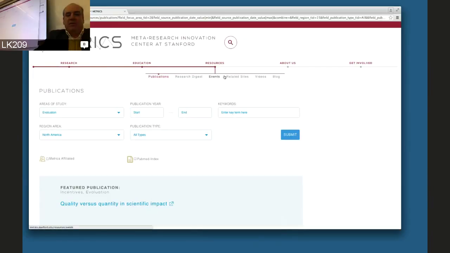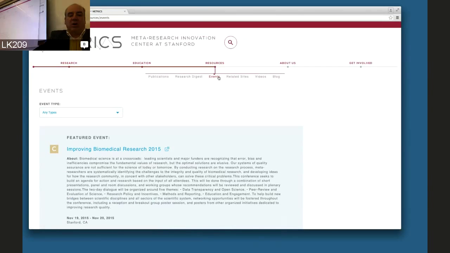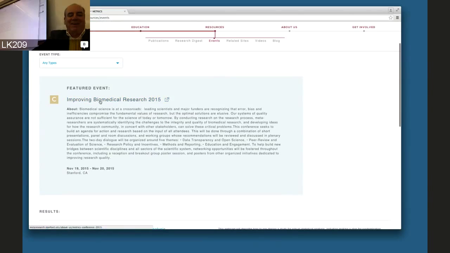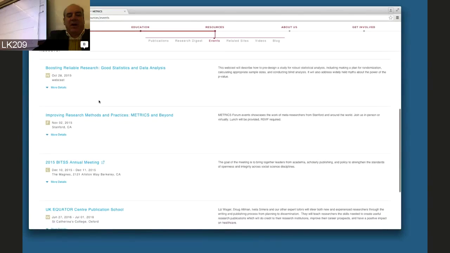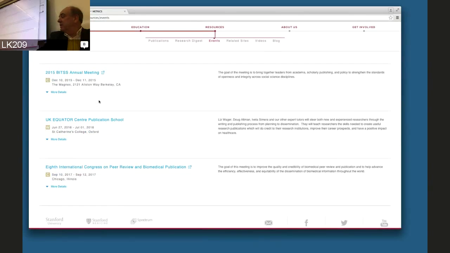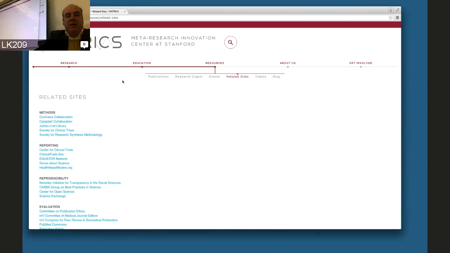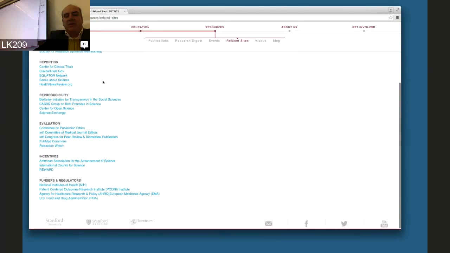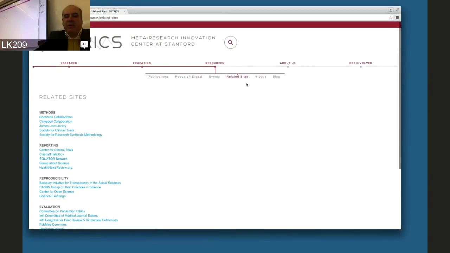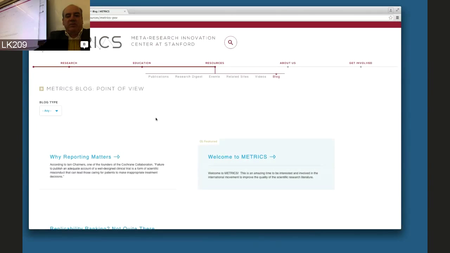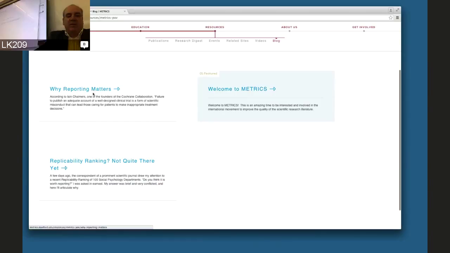Let me go to other resources. Events. This is events going on in many of the domains that John has talked about. Of course, we put our event right up here, but here's a lot of meetings that are happening across many of these domains. Related Sites has the links to many of the groups that John mentioned. And we also have a blog, which is also listed under news. We have a few entries here, and we're going to be inviting members to be able to post blog posts.